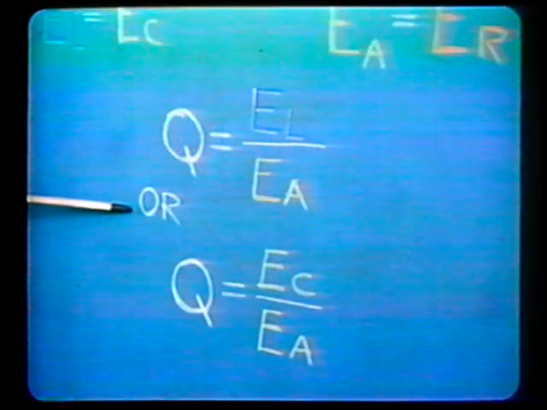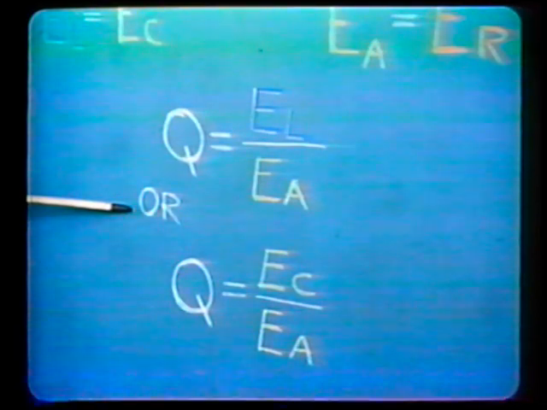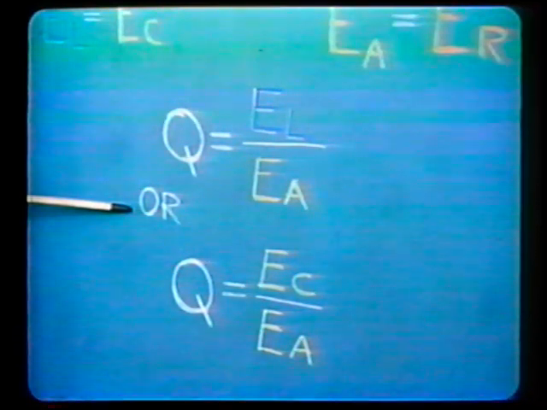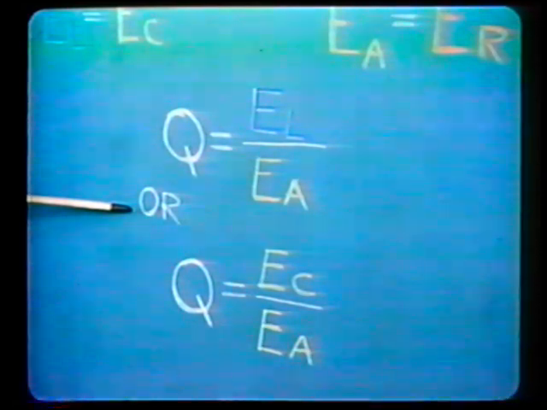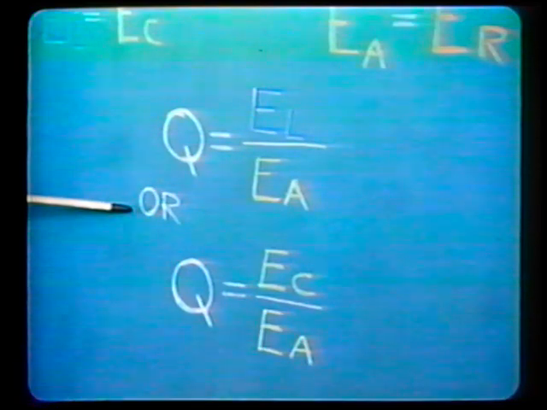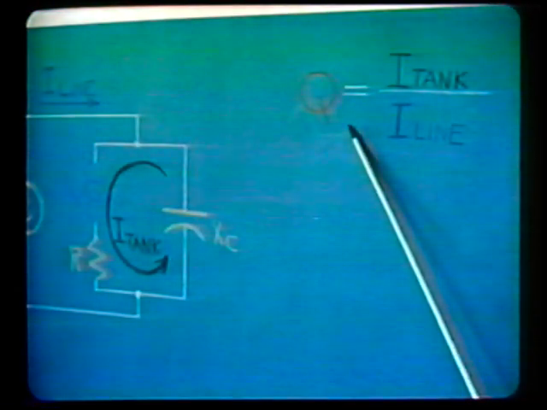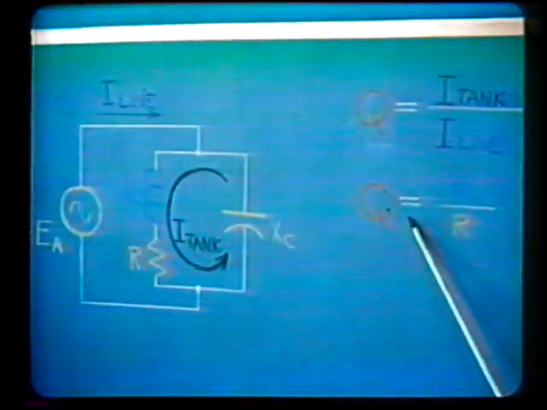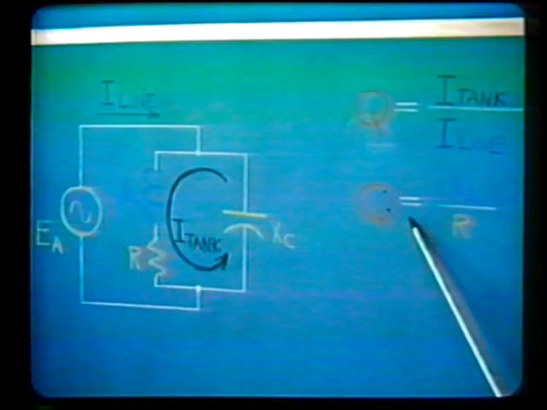You will recall the Q, or quality, of a series resonance circuit is determined by the ratio of the voltage across the inductance or capacitance to the applied voltage. Q equals EL over EA, or Q equals EC over EA. In a parallel resonant circuit, the Q of the circuit is determined by a current ratio. Q is defined as the ratio of the circulating current in the tank to the line current. Q equals I tank over I line. Since the tank current is dependent upon the values of XL and XC, and the line current is limited by the circuit resistance only, then Q is equal to XL over R.